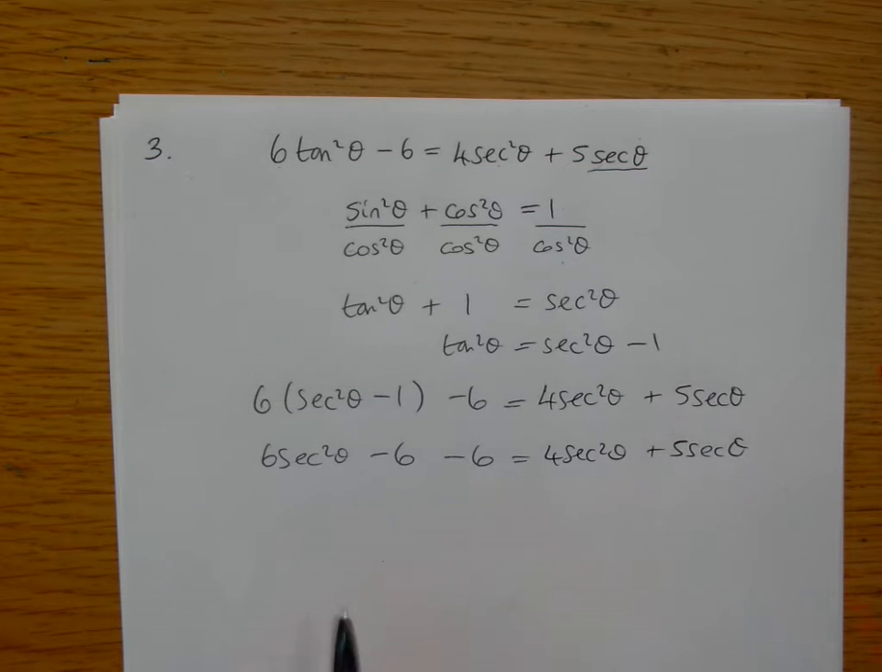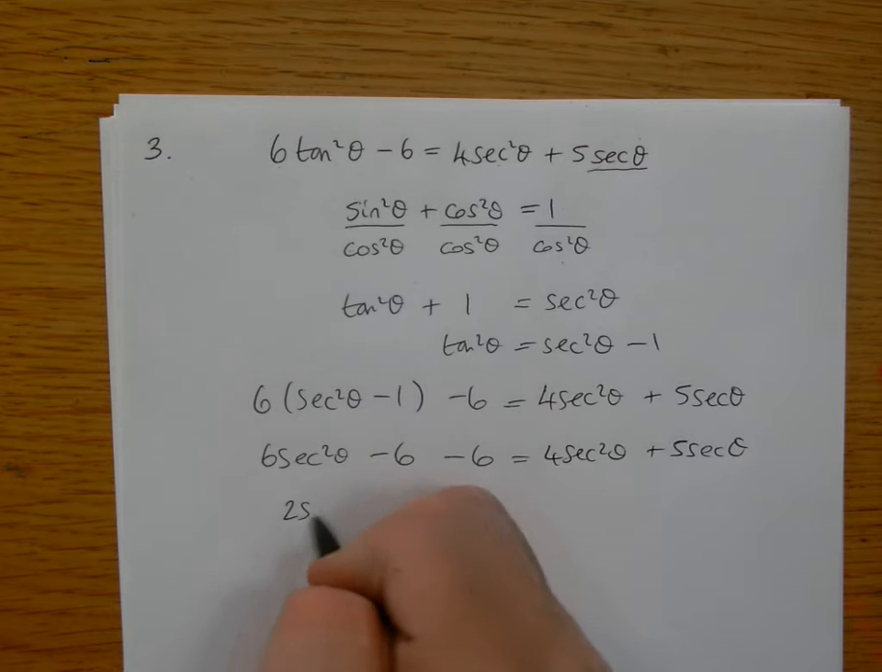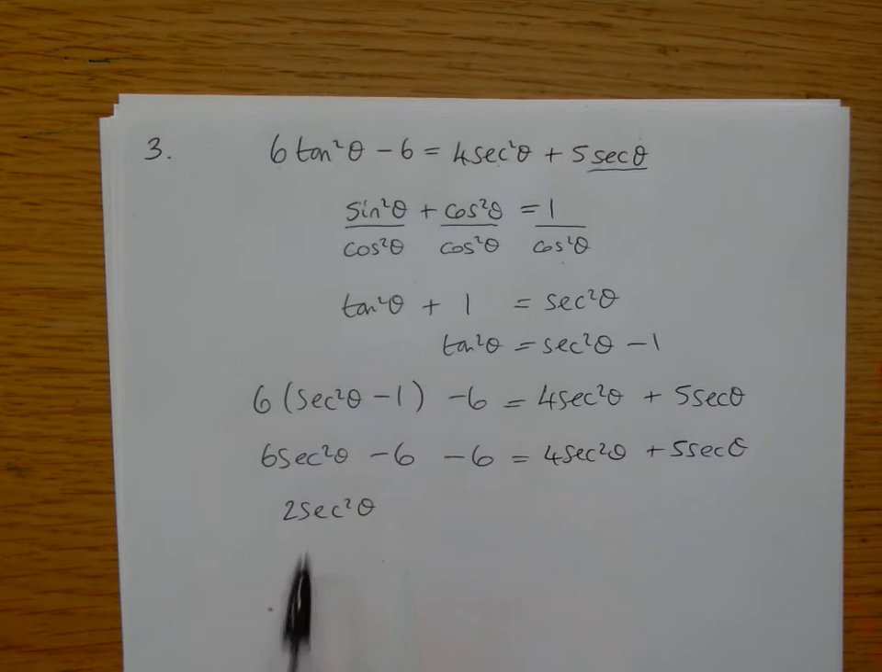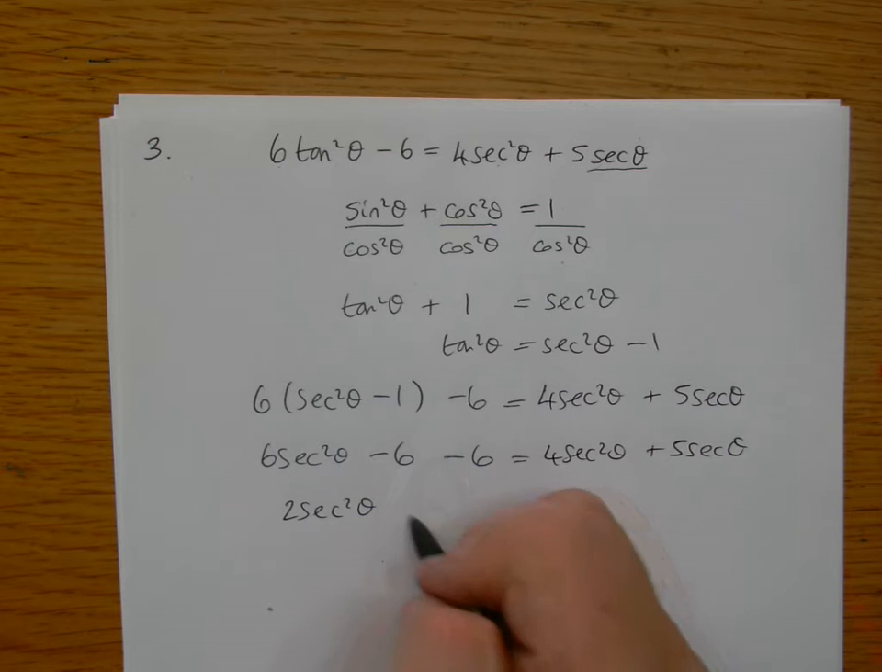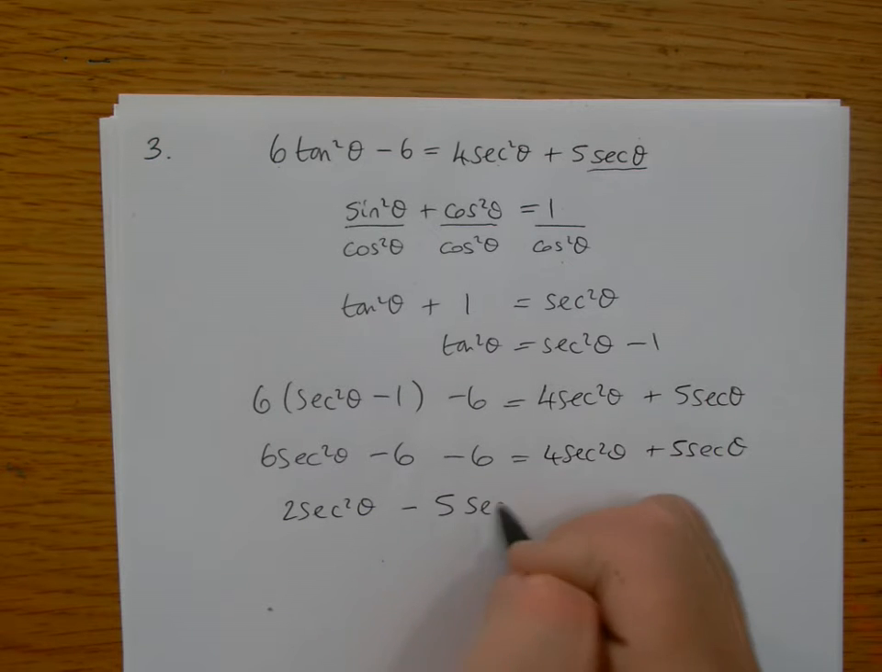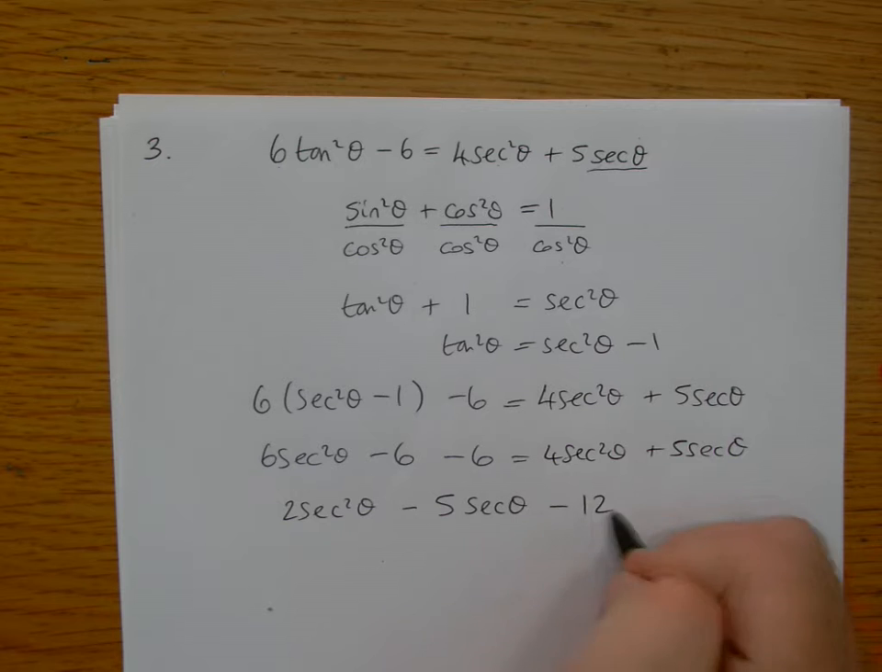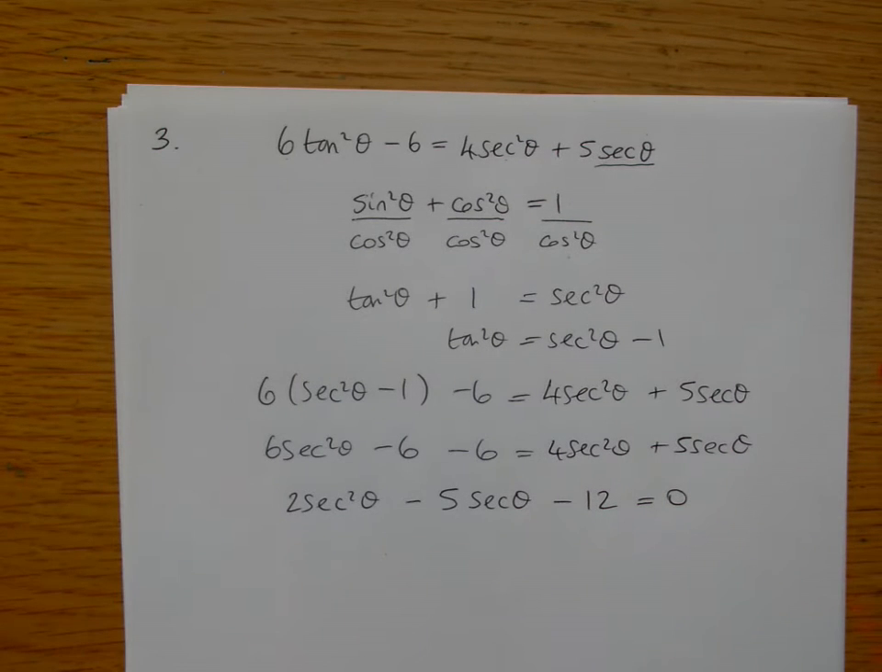Get everything to one side and you'll see that we have a quadratic. So I'm going to end up with 2 sec squared, because I've got 6 sec squared, take away 4 sec squared is 2 sec squared. 5 sec theta, take it over, becomes minus 5 sec theta, and then minus 12 equals 0. Okay, so that's it. We've simplified it and we've got a quadratic equation here. Now we've got to solve it, because we've got to get angles.